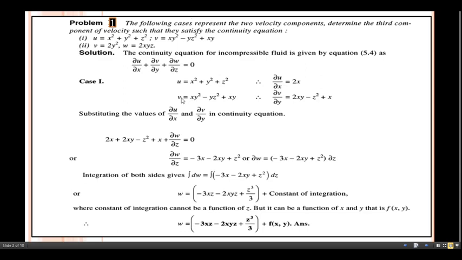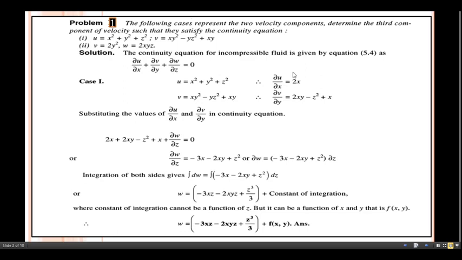Now the next one, v. Differentiate this v term with respect to y, because this velocity component v is in the direction of y. So delta v by delta y equals: with respect to y, the derivative of xy square gives 2xy. Minus, the derivative of y with respect to y is 1, and z square will remain as it is. Plus xy, the derivative of the y term is 1, so here x will come.